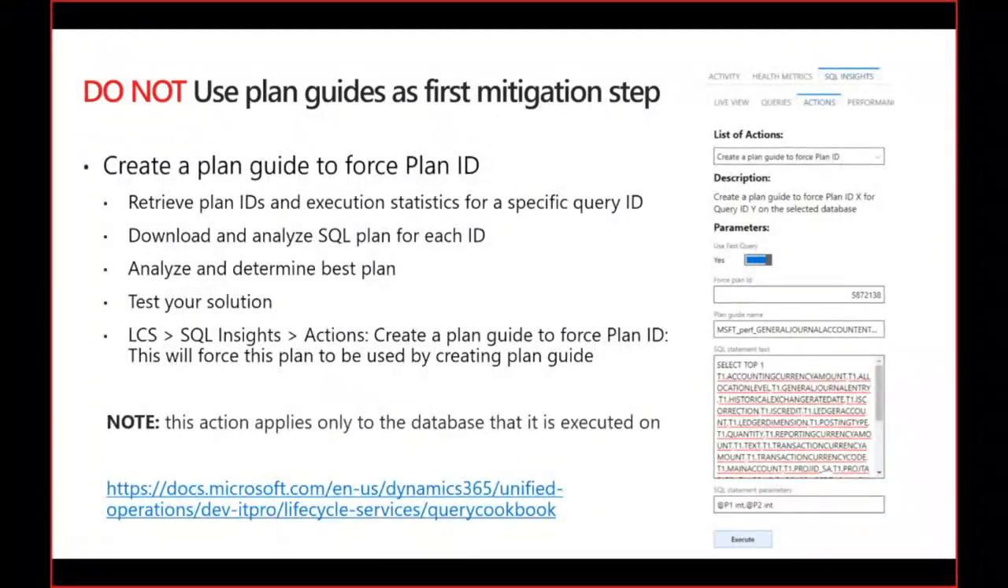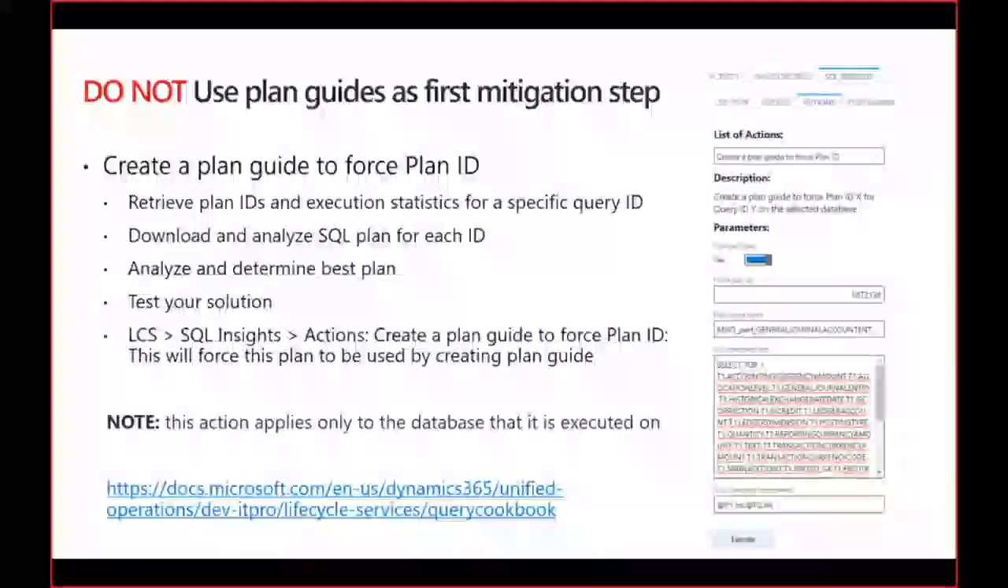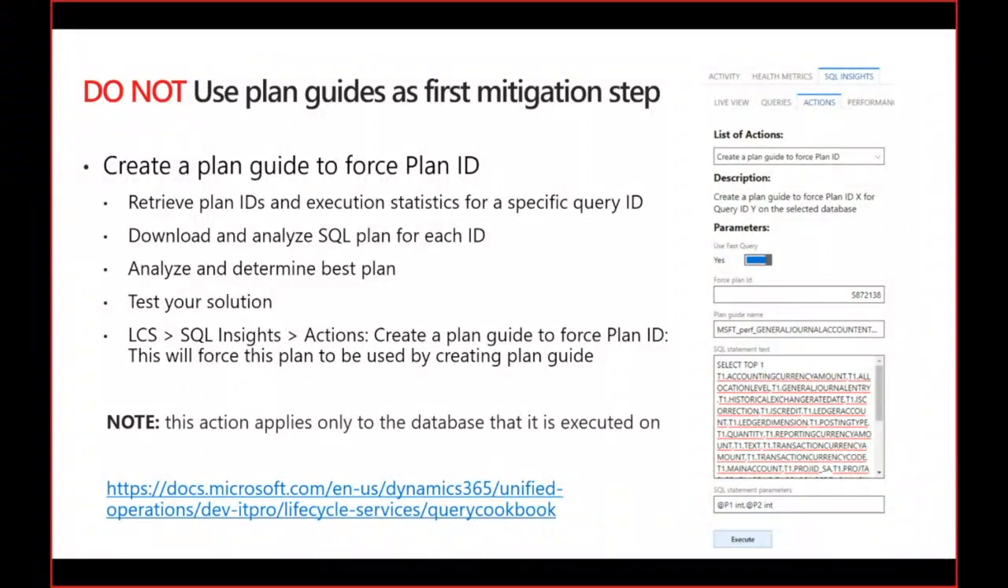And we also made this available on the LCS. So we have actually 2 options there. The first option is create a plan guide to force a plan ID. So, for example, you have an expensive query, you retrieve different plan IDs for this, and you do an analysis. Based on this, you discover, okay, this is the best plan that actually should be used to resolve this query with this specific set of parameters. You test it, and then in the end, you could create a plan guide directly through LCS, and this will then force the plan to be used by creating a plan guide.